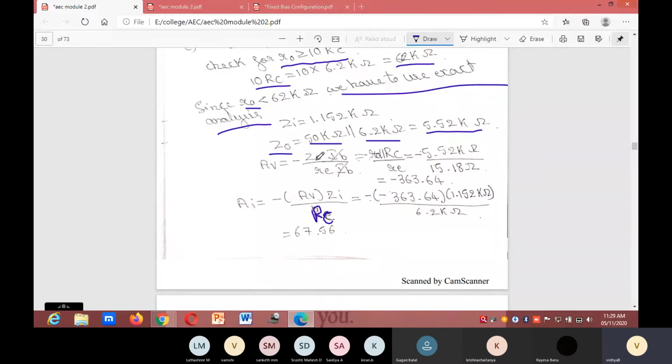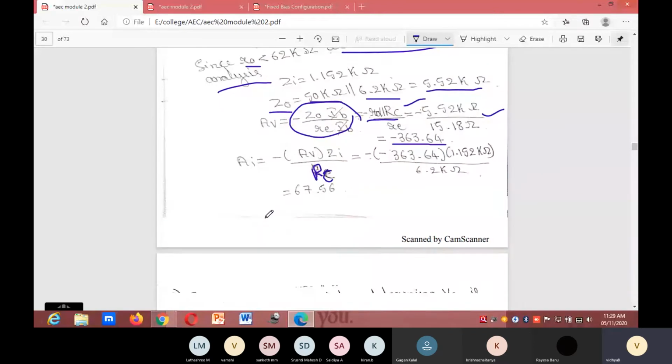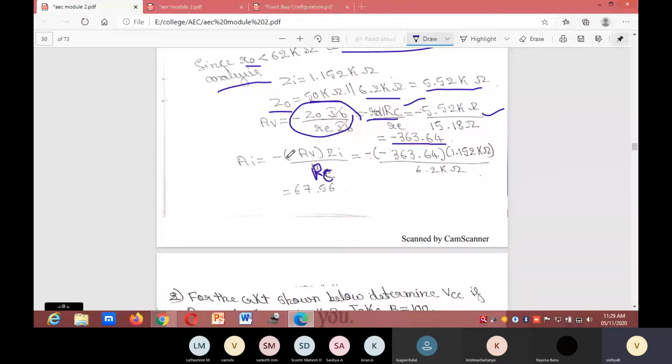Next, AV is equal to minus Z naught IB divided by RE IB. You can use this, or you can use the equation directly: minus R naught parallel RC divided by RE. R naught parallel RC we got as 5.52 kilo ohm. Substitute, and RE value is 15.18 ohm. If you substitute and calculate, you will get AV value as minus 363.64. What about current gain? AI is equal to minus AV into Zi divided by RC. We know the value of AV and Zi. Substitute, you will get 67.56. That is the current gain.